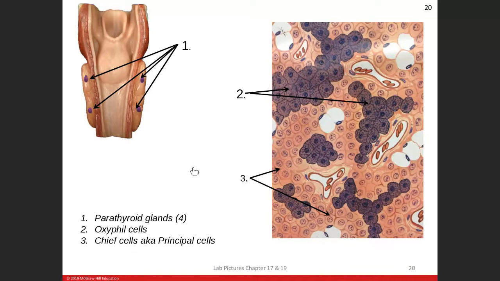In lecture, if we get to it before the next lab, we'll talk about how we make thyroid hormone, how we store it, and how we release it. Okay, we'll get into that.